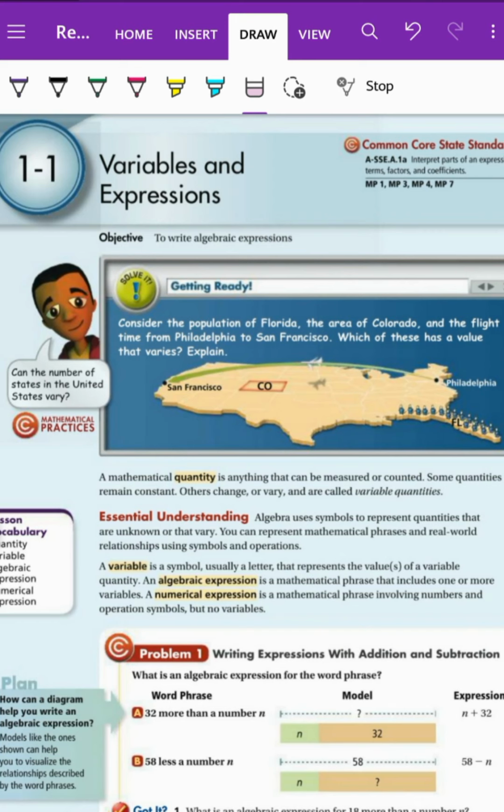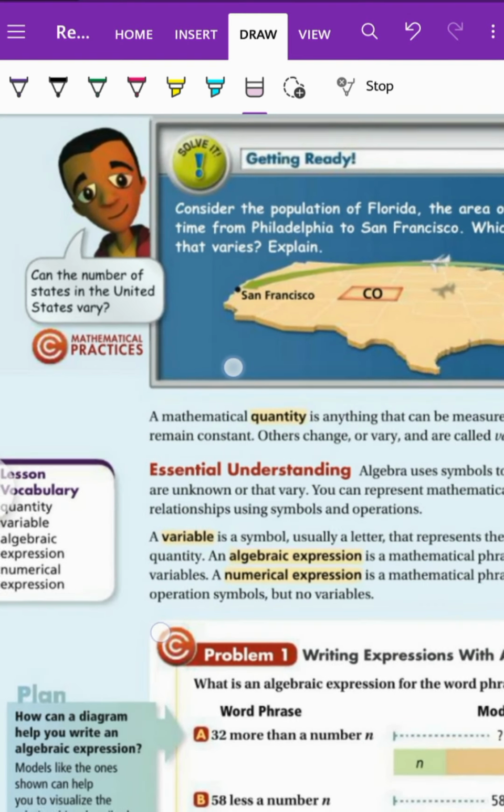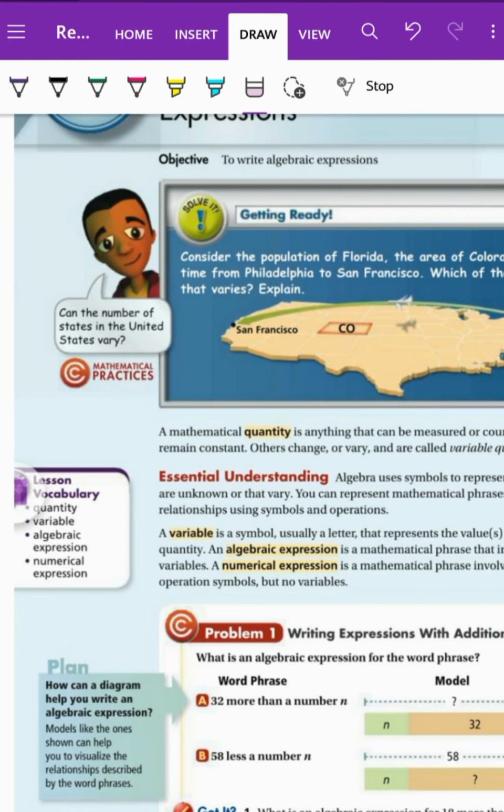Our lesson today is variables and expressions. Our objective is to write algebraic expressions. Welcome to the first lesson in grade 7, variables and expressions. And our mission today is to write algebraic expressions, as Ryan said.